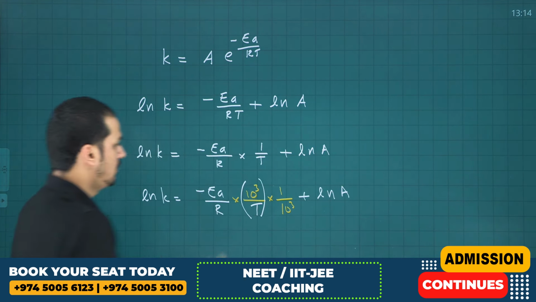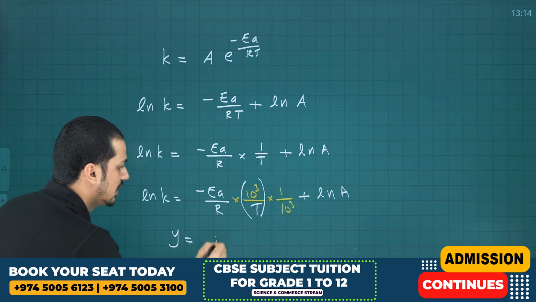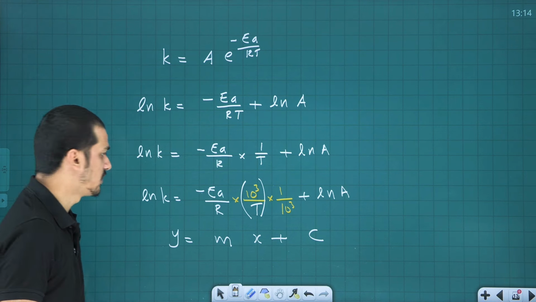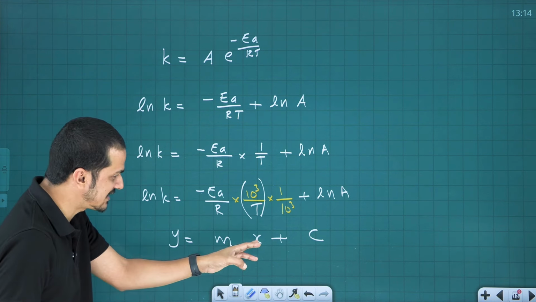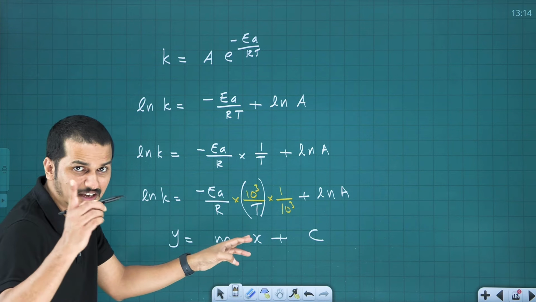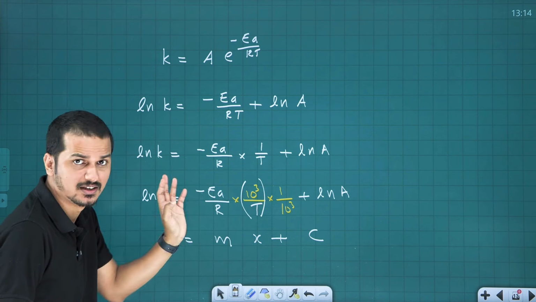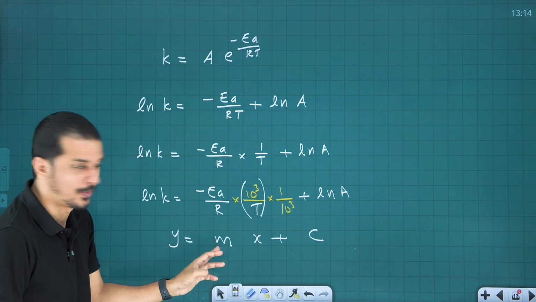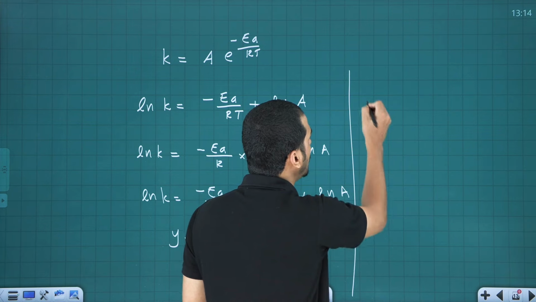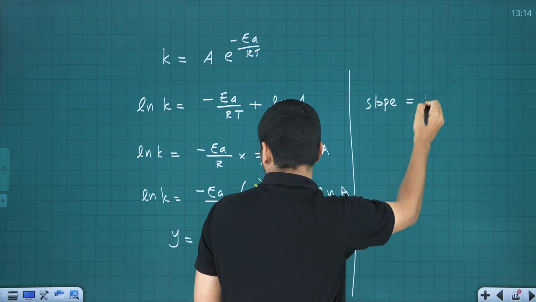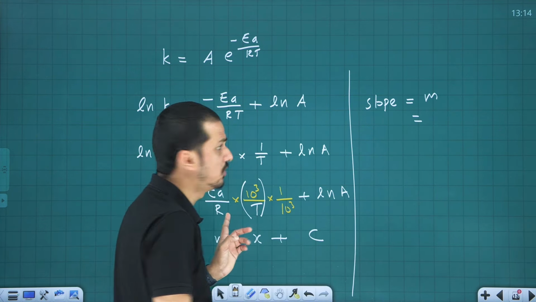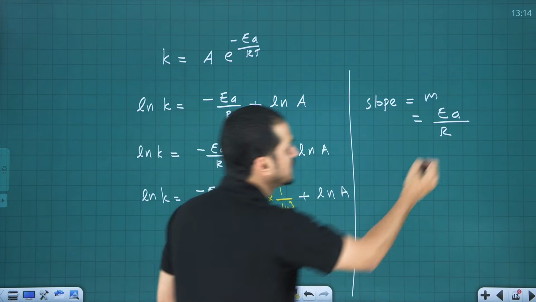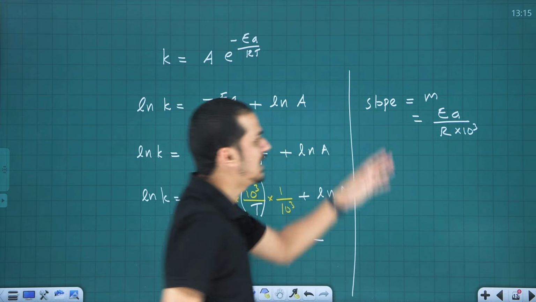Now the graph is of the form y equal to mx plus c. So what is the slope here? X means 10 raised to 3 by T now. For making that, only I multiply and divide. So 10 raised to 3 by T is x, y is ln K, and c is ln A. Then what's the slope? Slope m equal to minus EA by R, not only EA by R, here into 10 raised to 3 is also there. Slope is EA by R into 10 raised to 3.